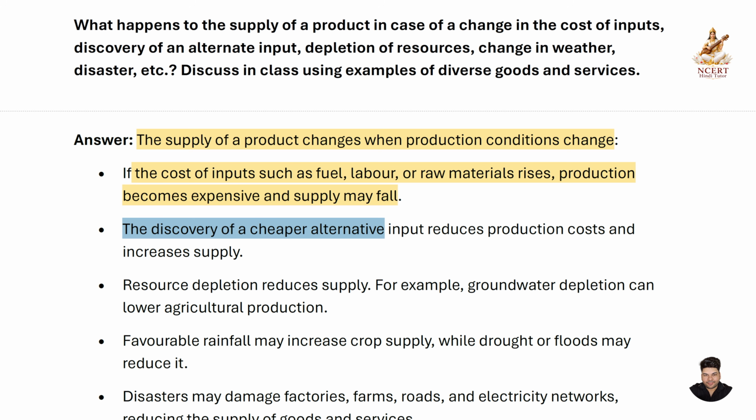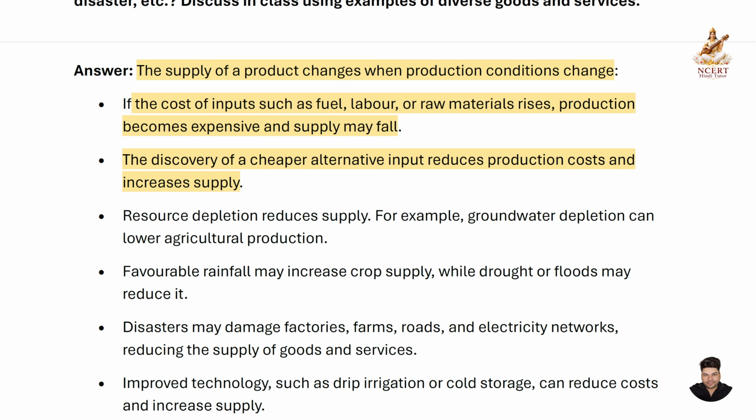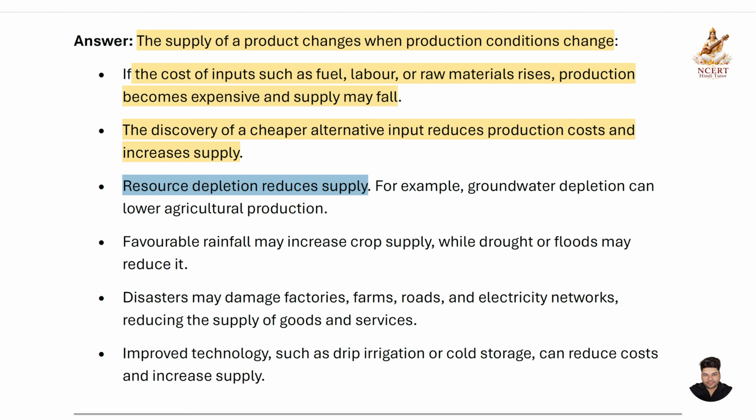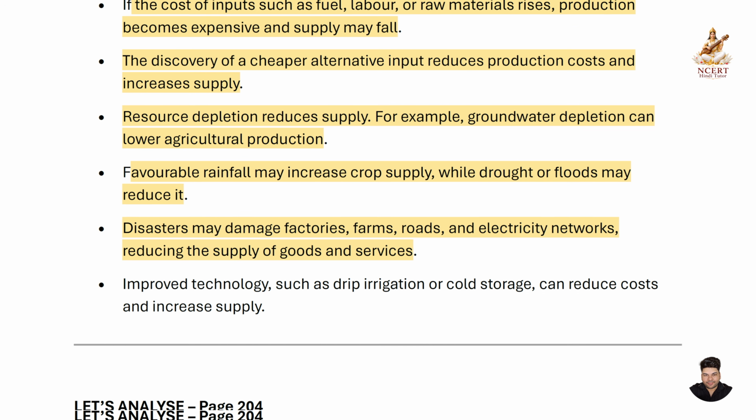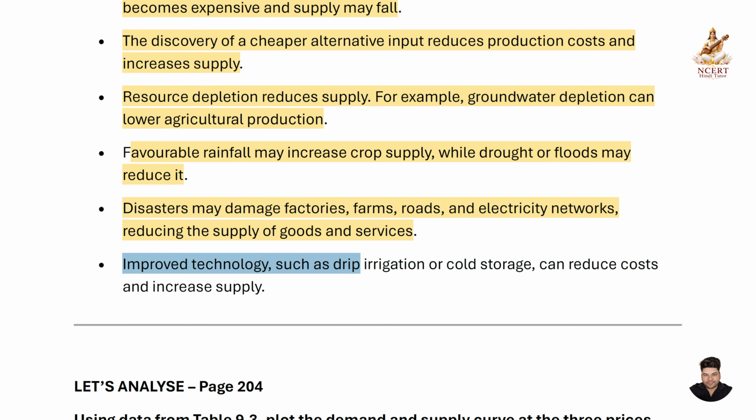The discovery of a cheaper alternative input reduces production cost and increases supply. Resource depletion reduces supply. For example, groundwater depletion can lower agricultural production. Favorable rainfall may increase crop supply, while drought or floods may reduce it. Disasters may damage factories, farms, roads, and electricity networks, reducing the supply of goods and services. Improved technology, such as drip irrigation or cold storage, can reduce cost and increase supply.